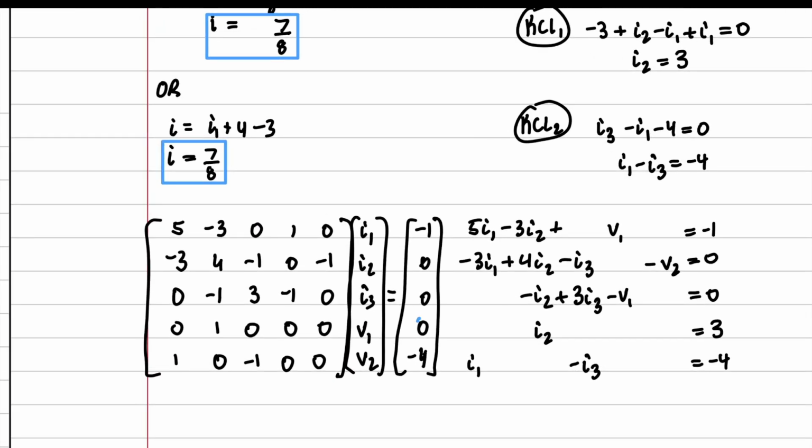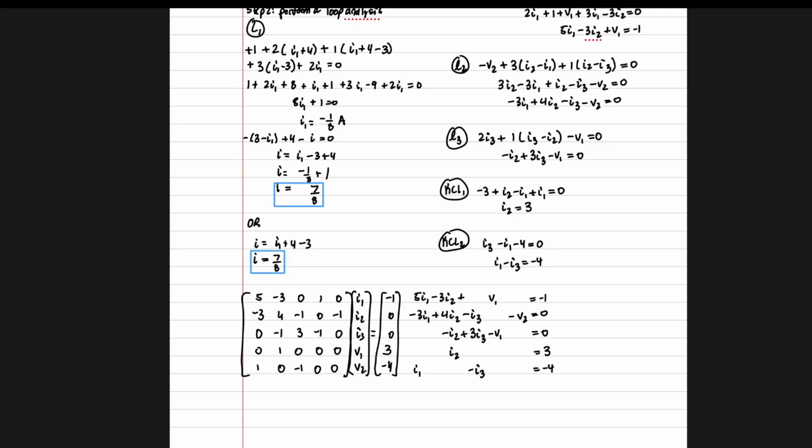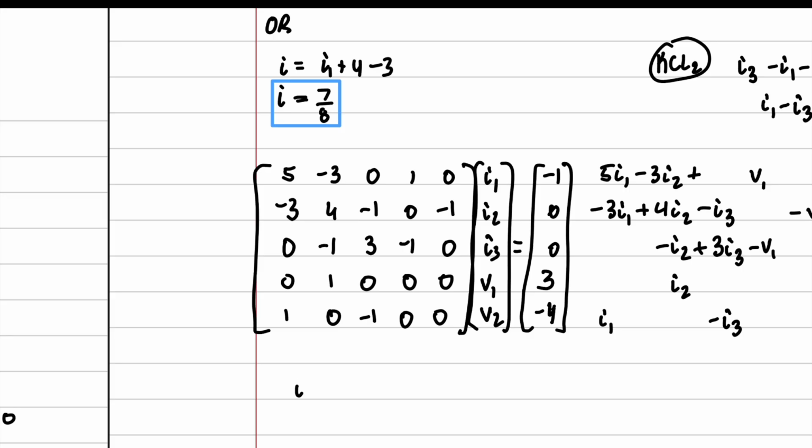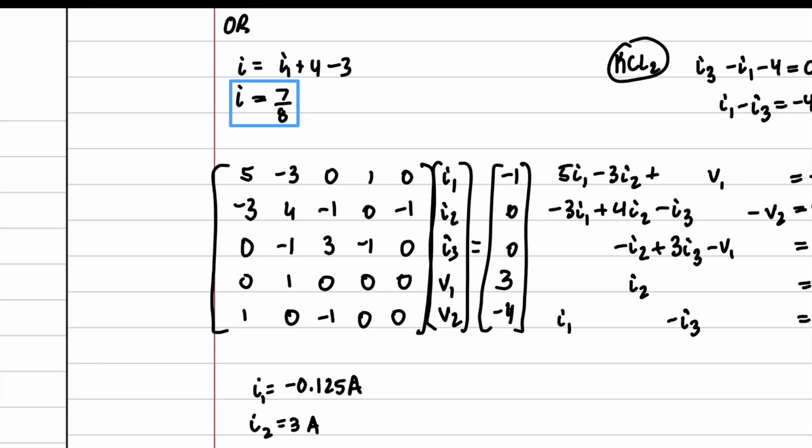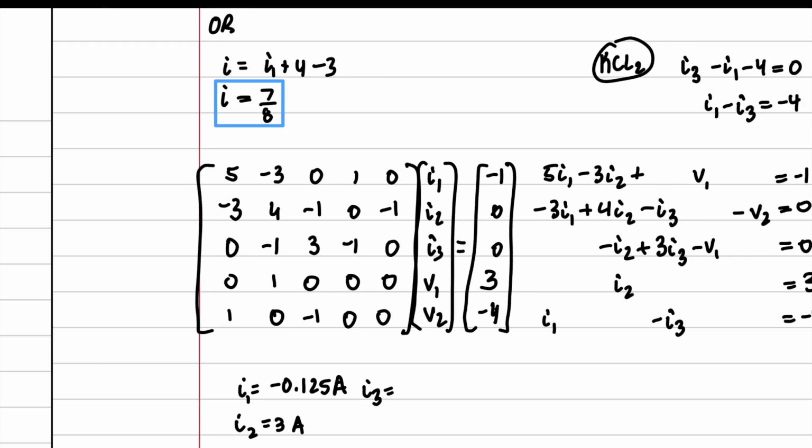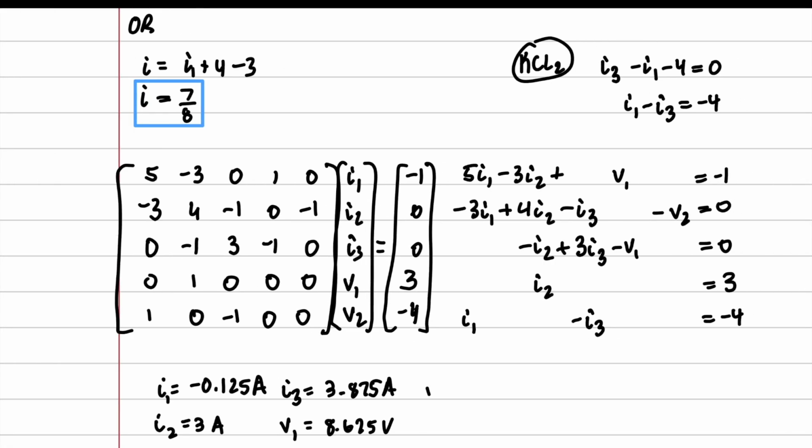Oops, I just realized I made a mistake. This is supposed to be 3 right here. And for our final results, we get I equals -0.125 amps. I2 is equal to 3 amps. I3 is equal to 3.875 amps. V1 is equal to 8.625 volts. And V2 is equal to 8.5 volts.